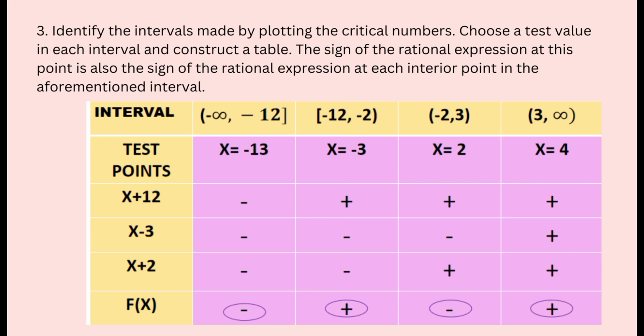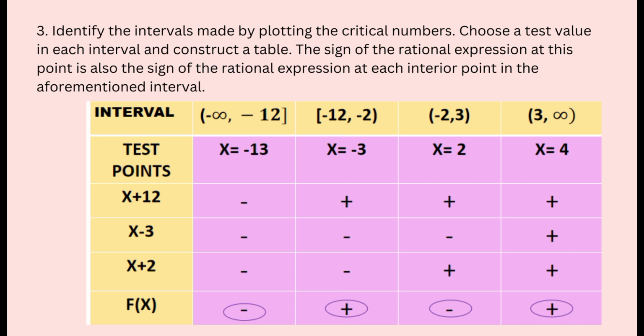Next, what we're going to do is we're going to substitute -13 to the given. So, -13 plus 12 is equal to -1. So, we're going to put negative sign. -13 minus 3, that is equal to -16. So, we're going to put negative sign. -13 plus 2 is equal to -11. So, we're going to put negative sign.